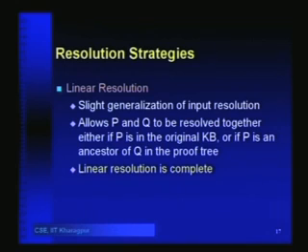So, this simple generalization which allows us to use the ancestor clauses in the proof tree makes the resolution procedure complete. So, how will you show that it is complete? Take any resolution proof and try to convert it into an equivalent linear resolution proof. If you are able to do that, then that means that linear resolution is complete.